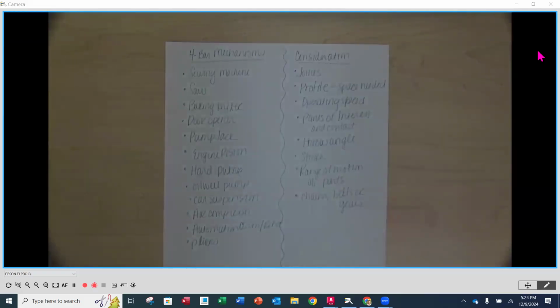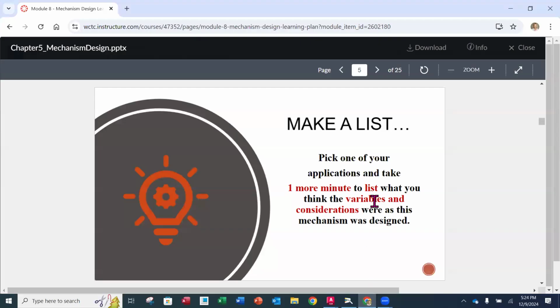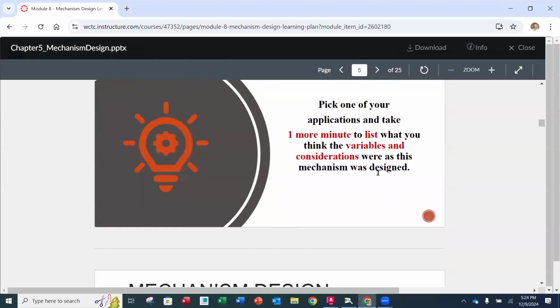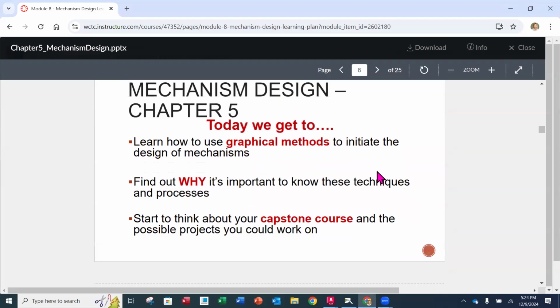All right, awesome. So let's go back to our PowerPoint presentation. We made our list of the variables and the considerations, and now we're going to get into chapter 5. In chapter 5, we're going to learn how to use graphical methods to initiate the design of mechanisms. We'll use a combination of hand calculations to get us started, and then utilize AutoCAD to lay things out so that we can complete the rest of the design. We'll find out why it's important to know these techniques and processes.